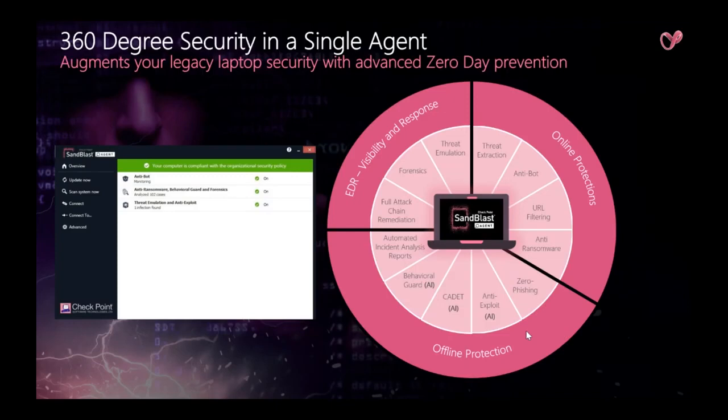And for ransomware, URL filtering and anti-bot are there to prevent the CNC communication, and URL filtering is also there, and anti-ransomware with the full file and folder restoration feature is also there. So you can restore the whole snapshot instead of one particular file.